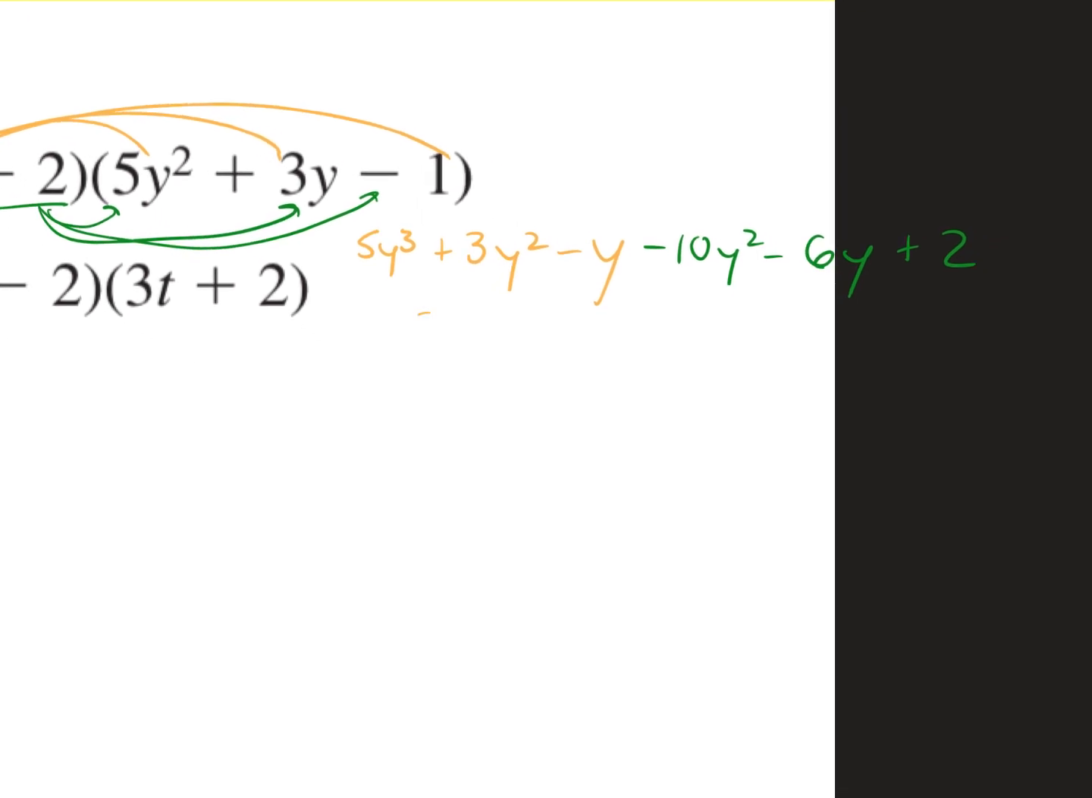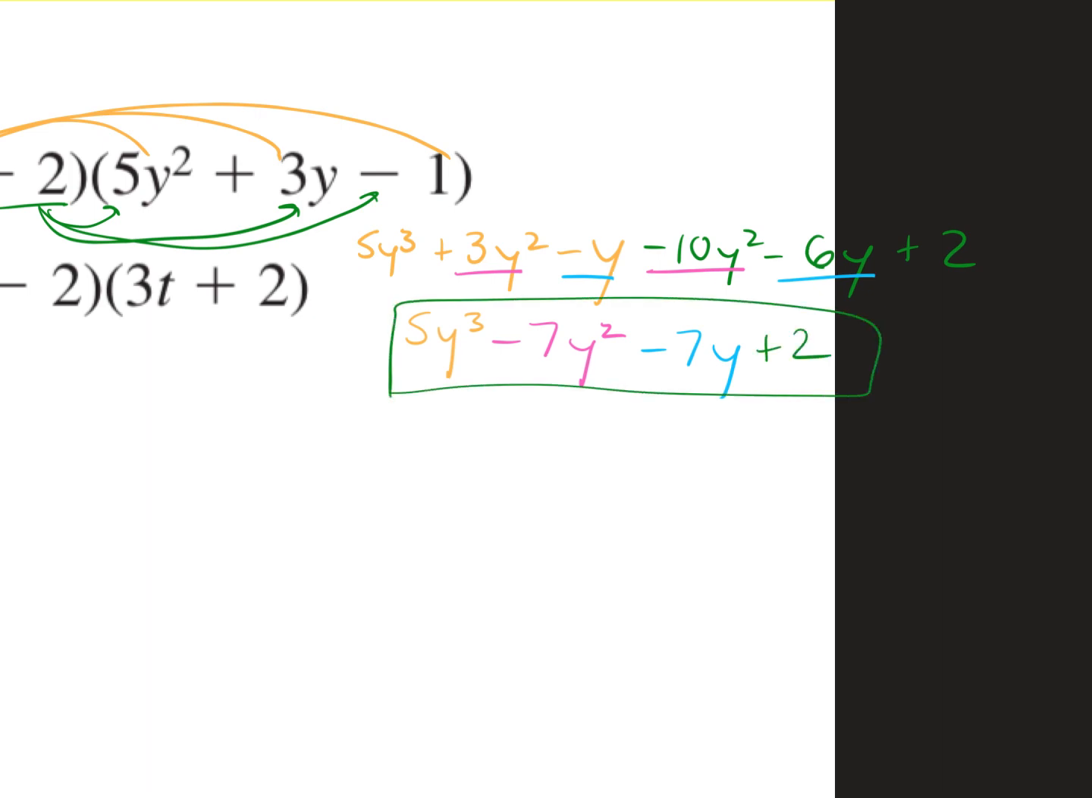Combine our like terms. We're going to start with 5y cubed. What would go next? So 3y squared minus 10y squared would be what? Negative 7y squared. Then negative y minus 6y, negative 7y, and lastly plus 2. Any questions there?